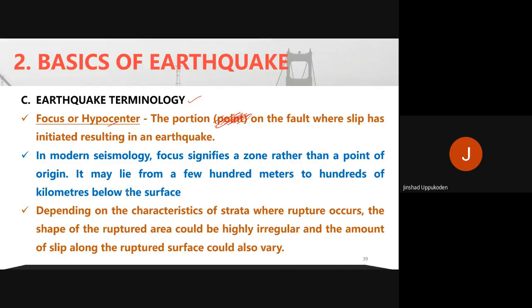Okay, so that's why we can call it a point. Depending upon where this rupture has occurred, it may be highly irregular, it may be a large area, it may be a small area. As such, focus or hypocenter is the portion where the slip has initiated.